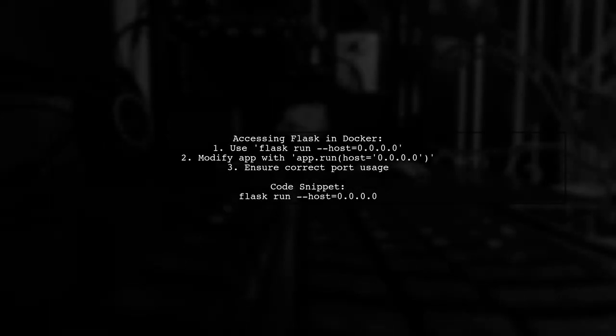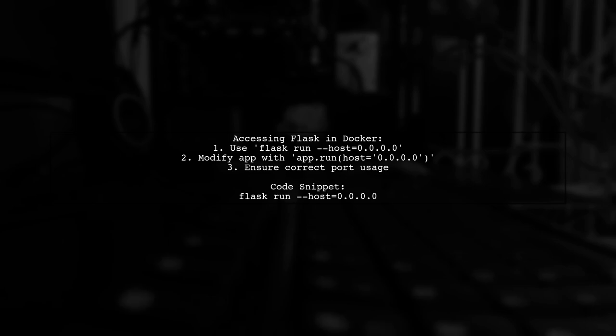To access your Flask app running inside a Docker container, make sure to run it with the command flask run --host=0.0.0.0. This allows external access. Even if you modify your app to include app.run(host='0.0.0.0'), you might still face access issues. The key is to ensure you're using the correct port.